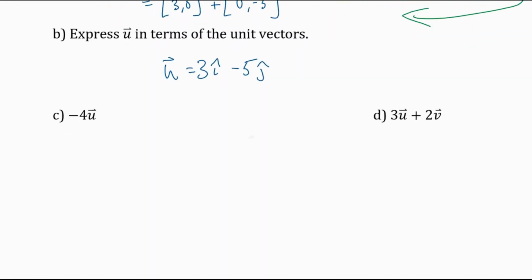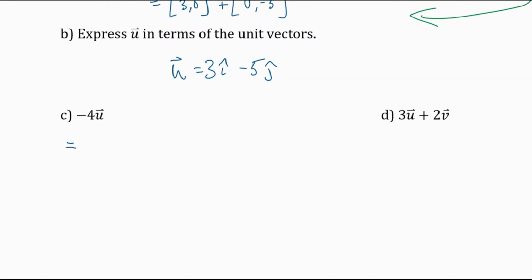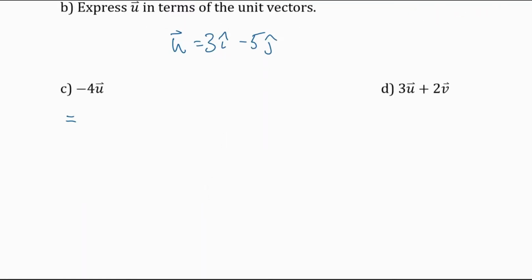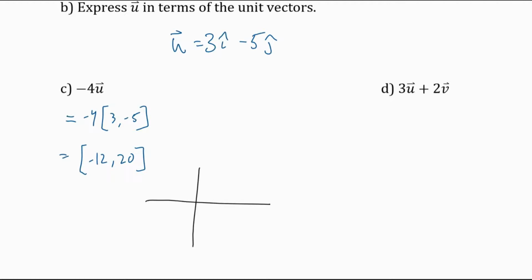Okay, what about negative 4 times vector u? So vector u is 3, negative 5, so that's negative 4 times 3, negative 5, which is negative 12, positive 20. So I had a vector that was here, 3, negative 5, and now it's negative 12, 20.